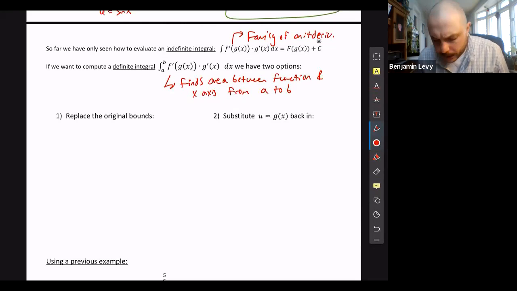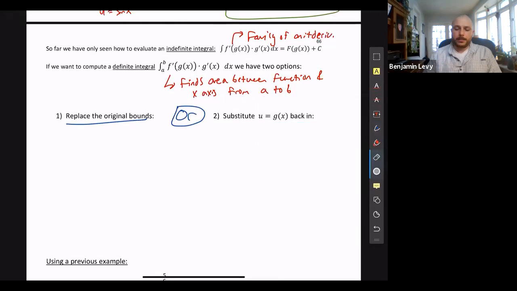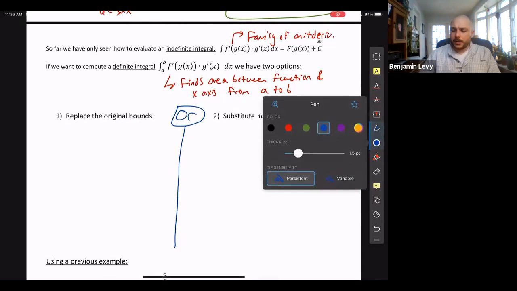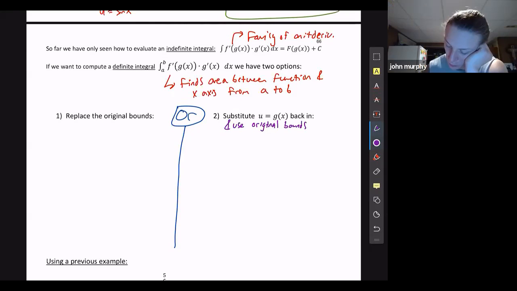All right, let's get the actual method. So you have two options. You can either replace the bounds, or we can do a substitution and work on it that way. I think maybe the easiest thing to do would be the substitution first. So let me work on the one on the right here for a second. When I say substitute u back in, what I mean is you use the original bounds. So don't change the bounds, use the original ones.